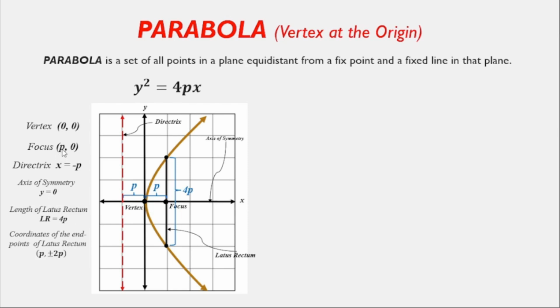The focus is the coordinate (p, 0). So just replace our ordinate 0 by positive and negative 2p to identify the coordinates of the ends of the latus rectum. So the coordinates of the ends of the latus rectum are (p, 2p) and (p, negative 2p).